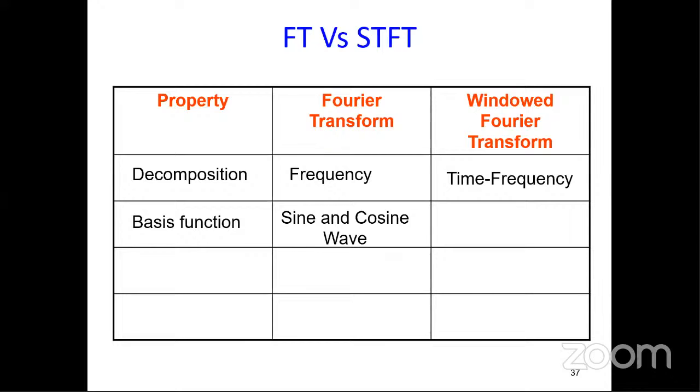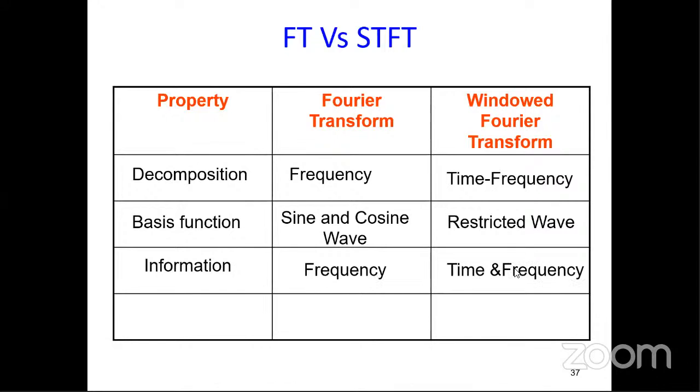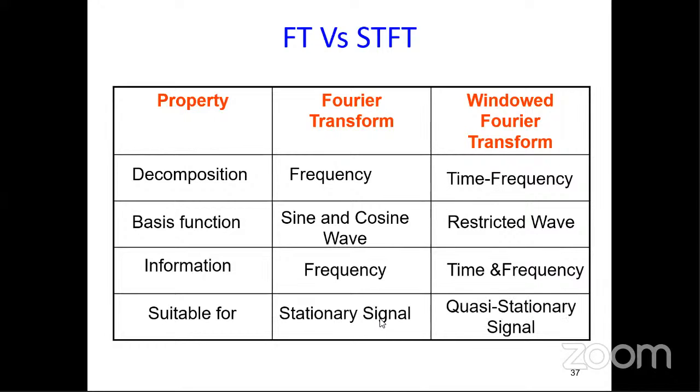The basis function is complex exponential in Fourier transform. It is a windowed basis function in the case of STFT. In Fourier transform, you will be able to get only frequency information. Here you will be able to get both time as well as frequency information. Fourier transform is a very good tool for stationary signals, whereas STFT is a very good tool for quasi-stationary signals.